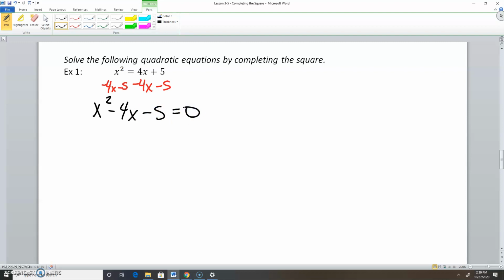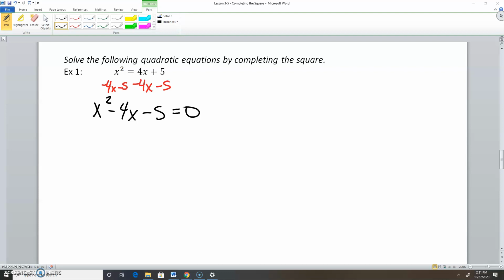Okay, some of you guys are going to look at that and say, oh, I can factor that. Yes, I know. I've started out with ones that you can factor because they're going to be easier for you guys to do. So, practice your completing the square. Don't just factor. Okay? So, x squared minus 4x minus 5 equals 0.